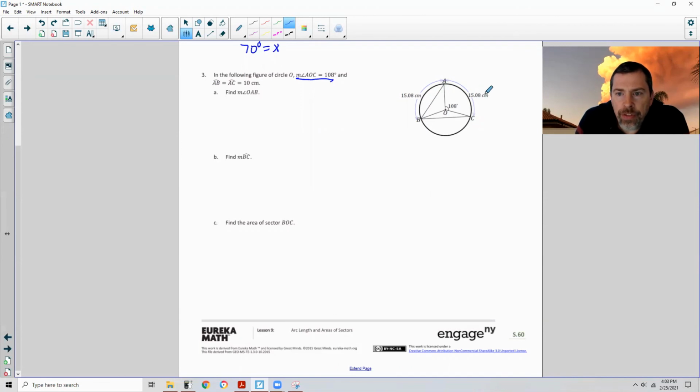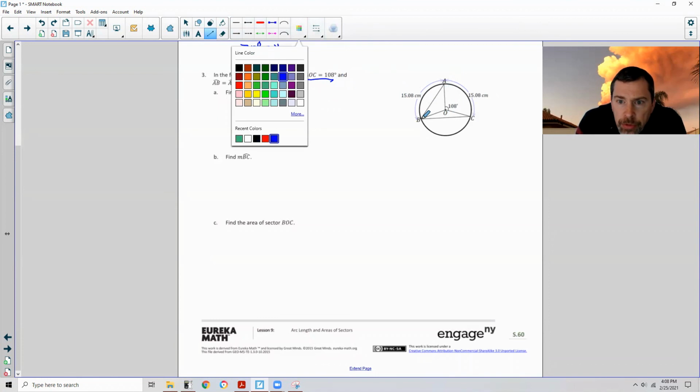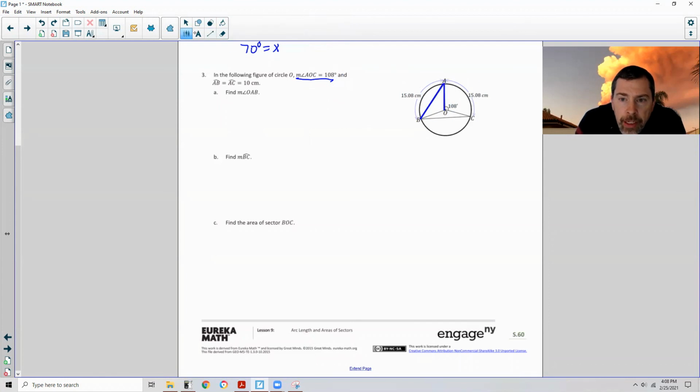Well, why does this say 15.08 in the diagram? Okay, so let's just disregard this for now and these being different. I think that's just a misprint. Find the measure of angle OAB is, let me draw that and let me explain how to do this. So we're looking for this angle right there. That's the angle we want to find, this measure right here.